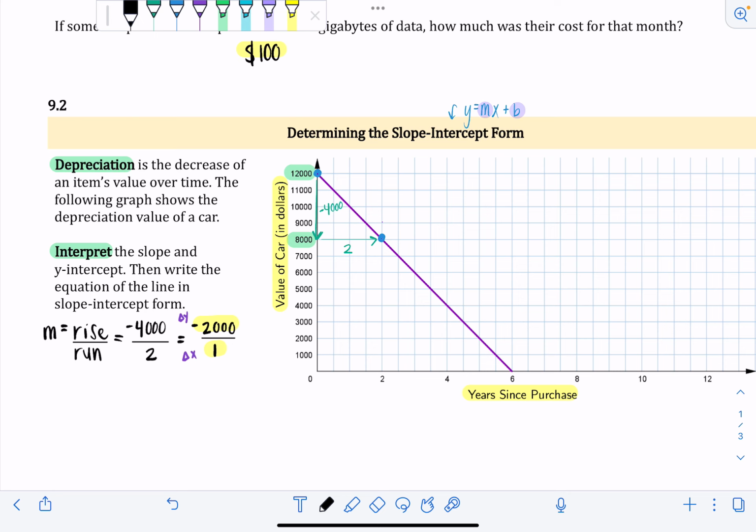So for our interpretation, we can say the car depreciates by $2,000 each year. Okay, so this is my down $2,000 per 1 year.